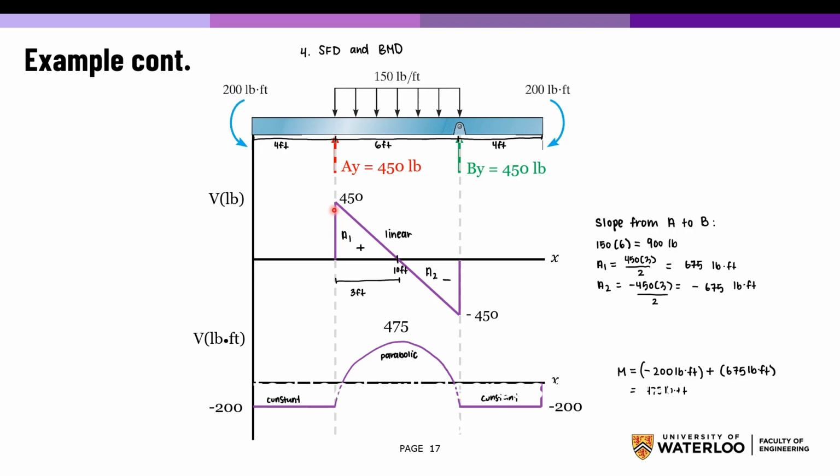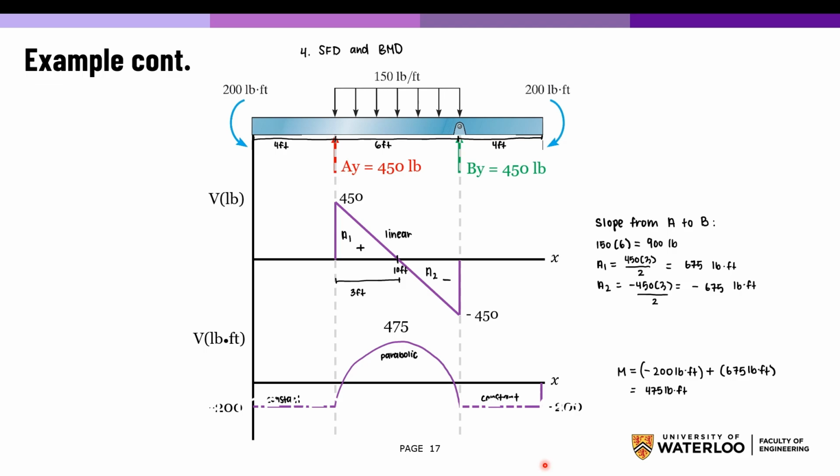The distributed load will decrease the diagram linearly. The distributed force is 900 pounds, meaning the diagram will go down 900 pounds. Starting at 450, if we go down 900, we end up at negative 450. By will push the diagram back to equilibrium, which is at 0.